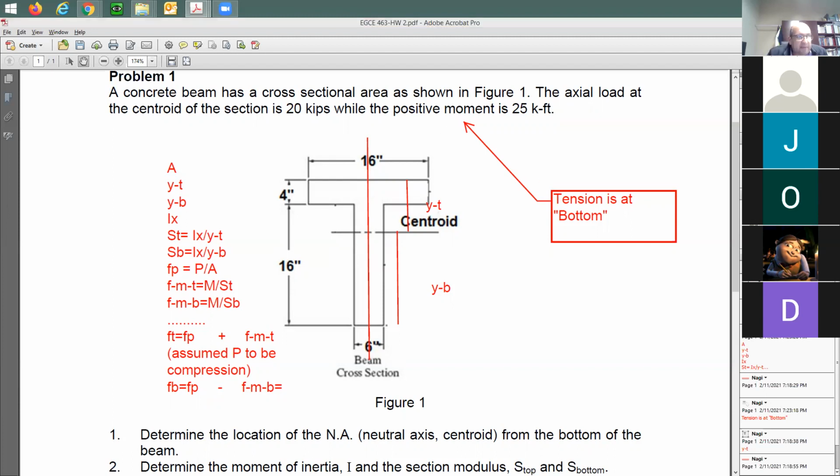Professor, so for the FP, we just do the P, which is like the 20 kips over the area? Yeah, that's it. This is going to be P over A, like what you have here.